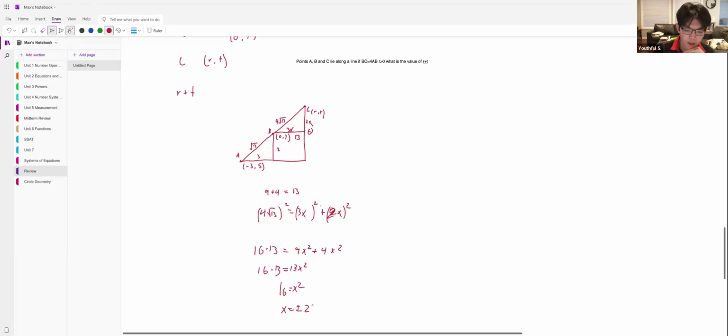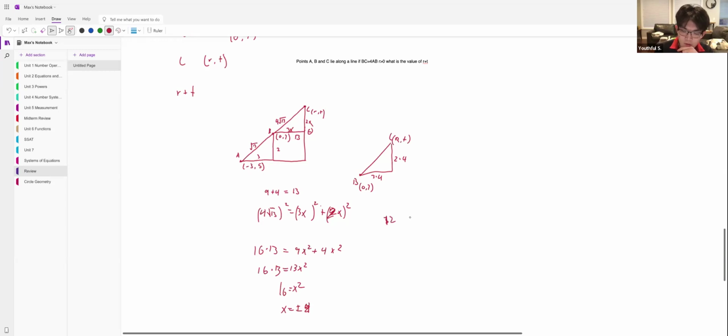So since now we know that x is equal to 4, sorry, not 2, x is equal to 4, then we know that this is going to be 12, right? So we have this triangle here, and this is B at 0, 7. Then we have C at r, comma t. So then we know that this is 3 times 4, and then this is 2 times 4.